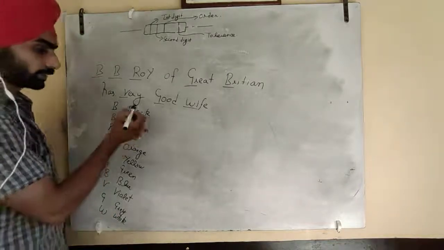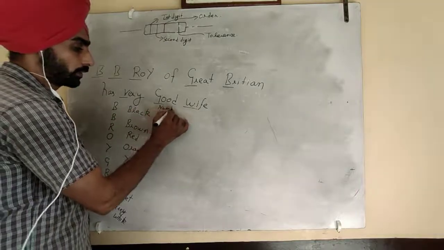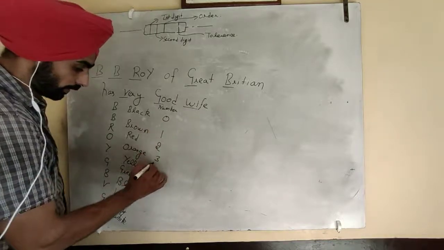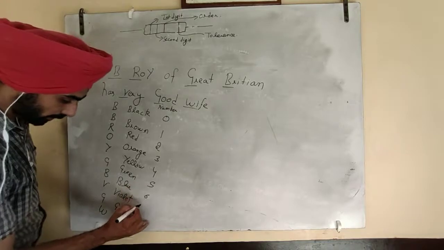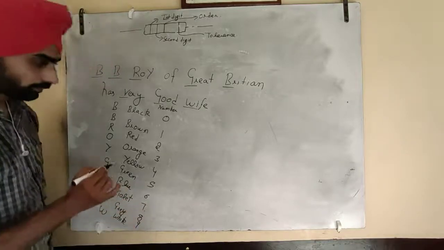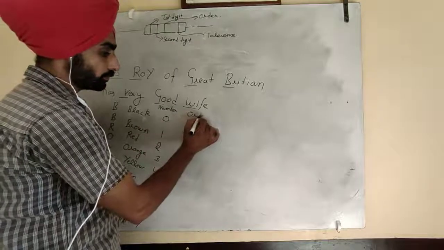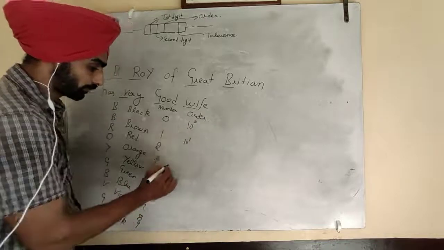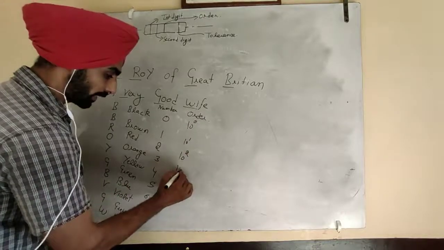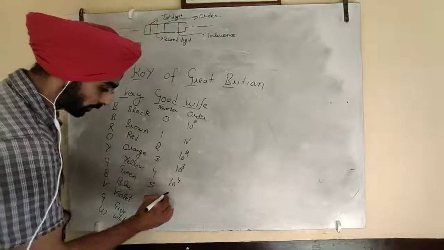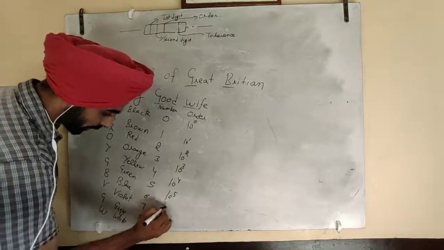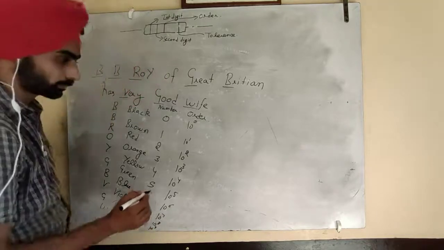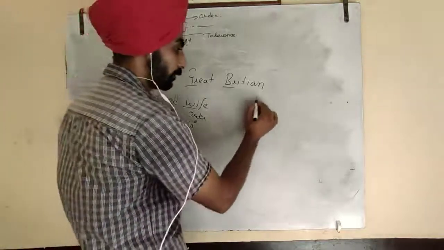So these are the colors. Then you have to write the numbers. So these numbers are 0, 1, 2, 3, 4, 5, 6, 7, 8, 9. Then there is the order. So what is its order? 10 to the power 0, 10 to the power 1, 10 to the power 2. First of all you write, I am going to explain what this is. 10 to the power 4, 10 to the power 5, 10 to the power 6, 10 to the power 7, 10 to the power 8, 10 to the power 9. And there is an exceptional graph of tolerance.